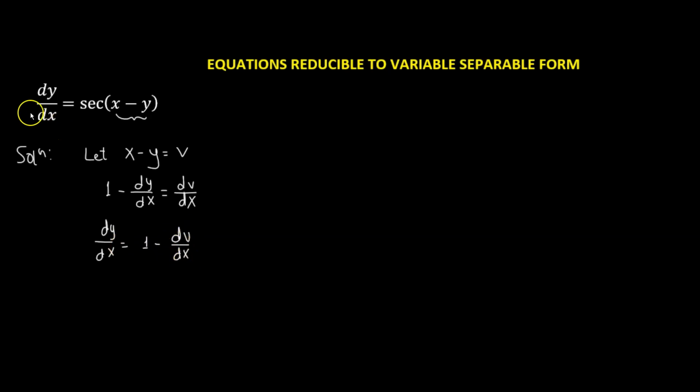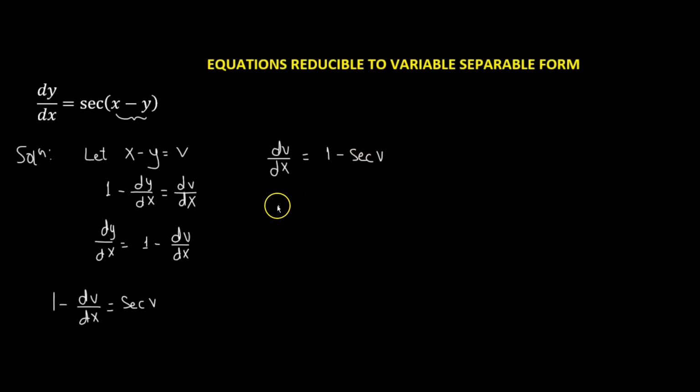So we'll consider the original differential equation and substitute dy over dx with 1 minus dv over dx, and that will be equal to secant of x minus y, so that x minus y will now be replaced with v.